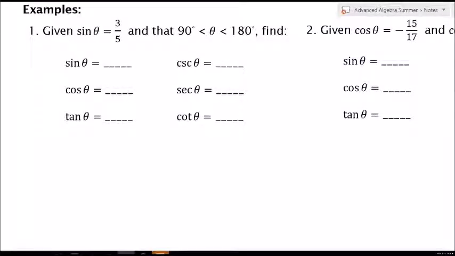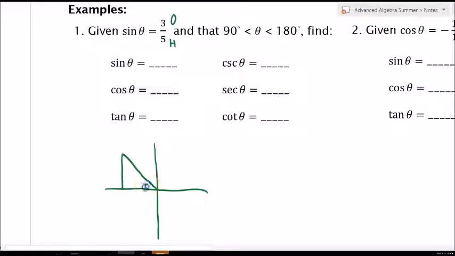Okay, so I know sine is 3 over 5. So I got my opposite and my hypotenuse. That's a good start, right? Now, it says I'm between 90 and 180. So if we use that, okay, this is 90, this is 180. So I know I'm somewhere in here. So again, we're dealing with those same 4 triangles we talked about. It's my angle. So my opposite is 3.